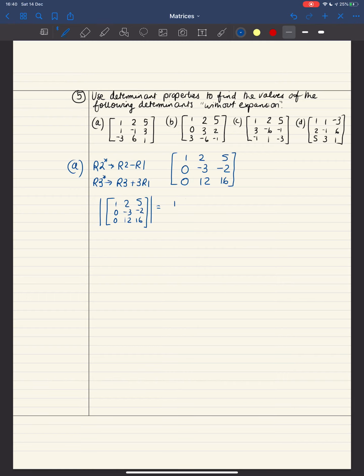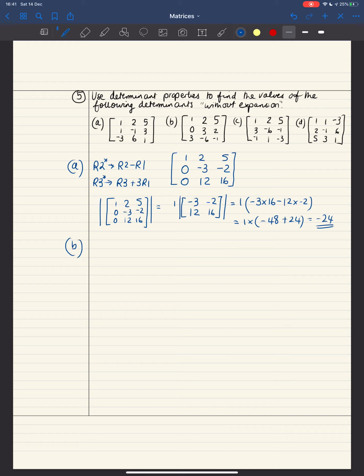You can jump straight in here. You can just say it's 1 times the determinant minus 3, 12, minus 2, 16. Because those two zeros in any of these positions mean that all the other bits are going to be 0. So if you can get a 0 like this, you've just got that 1 there to work out. If you try putting the others in, you'll just see you get lots of zeros. So it's minus 3 times 16 minus 12 times minus 2. So it's 1 times minus 48 plus 24, which is minus 24.